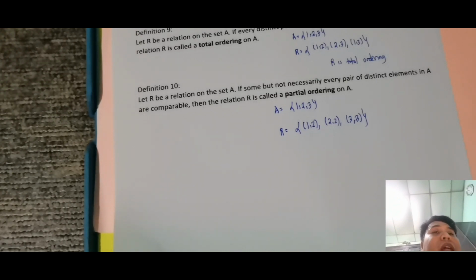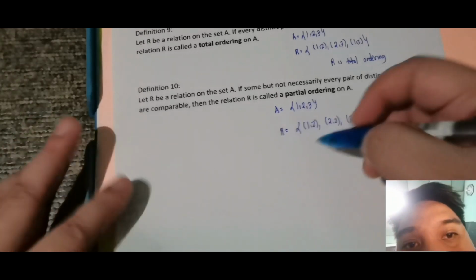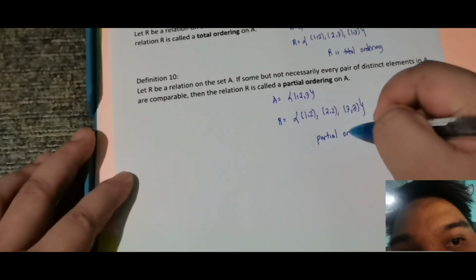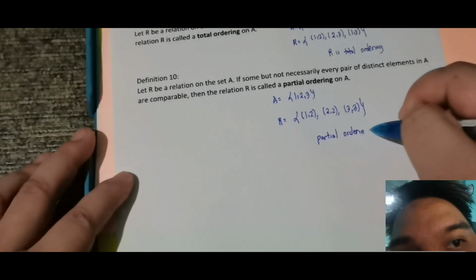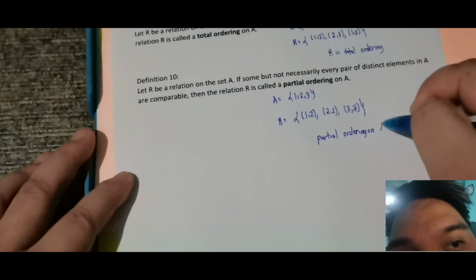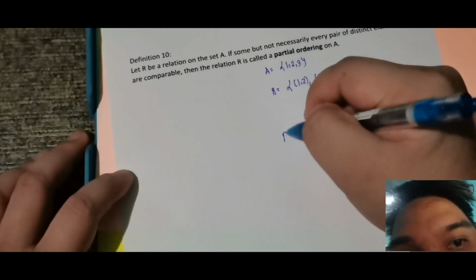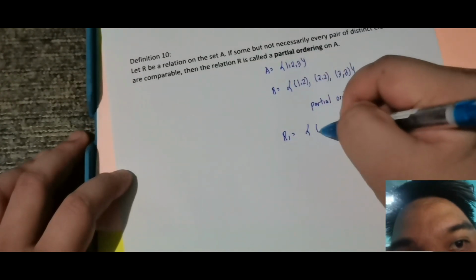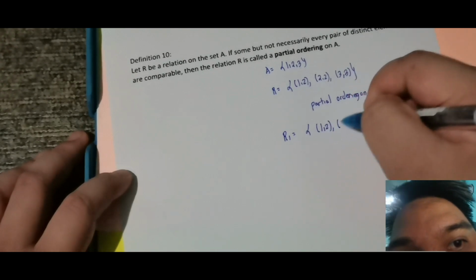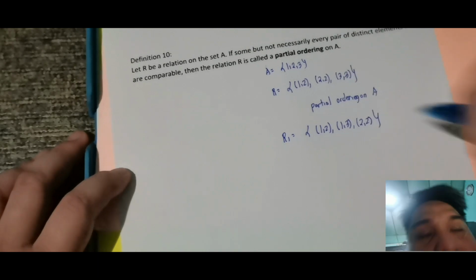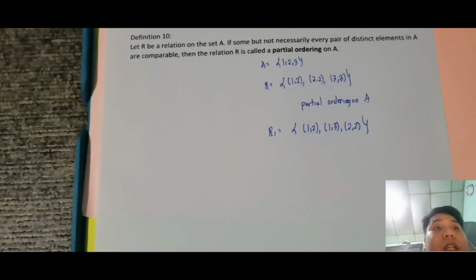So, ngayon, ano pinagkaiba na kay total ordering? Kunyari, dinagdagan ni sir. Ito ay partial ordering on set A. Ito ay on A. For example, R1. So, I have (1,2), (1,3), and (2,2). Okay, this is also partial ordering.